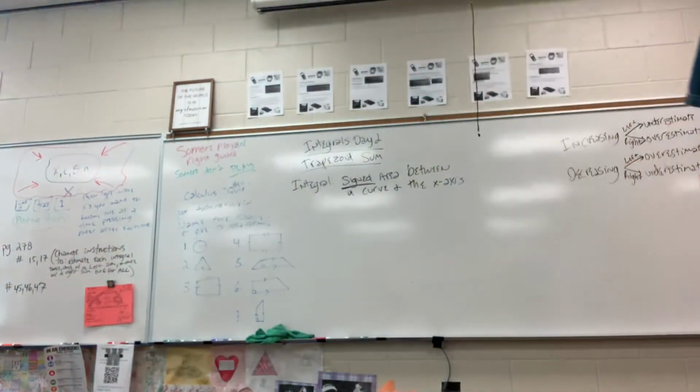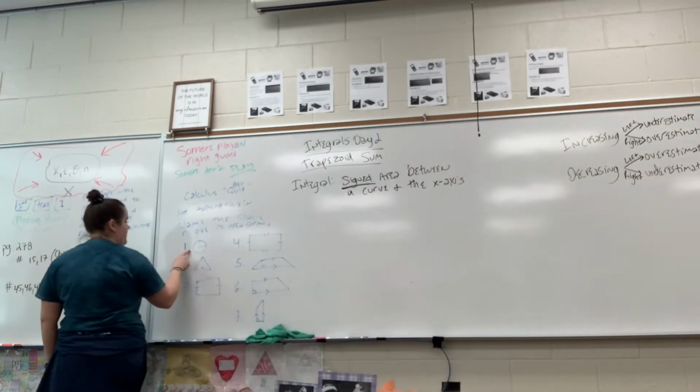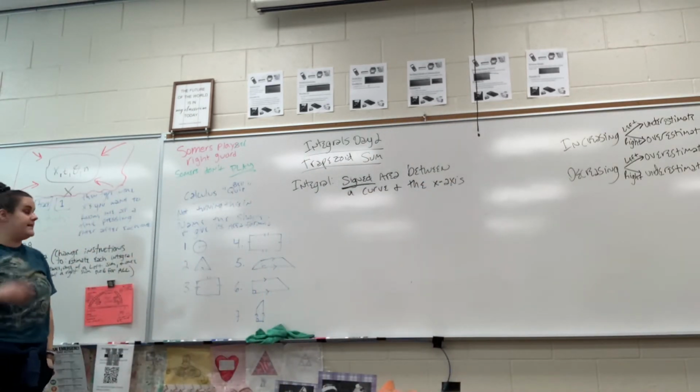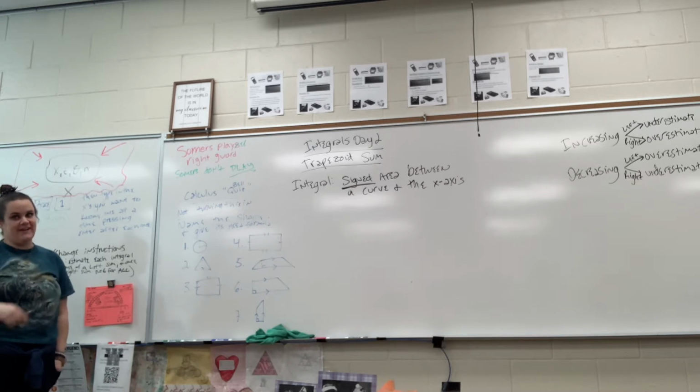Okay. So, can I have somebody raise their hand and tell me what this shape is and what its area formula is? Anna. It's a circle. Okay. I think it's A equals pi times the diameter, or pi times r times 2. That's circumference, not area. Okay, wait. Pi r squared. Pi r squared. There it is.